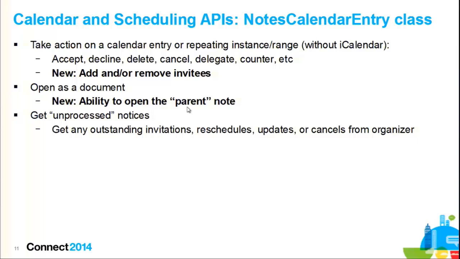And the last thing is getting unprocessed notices. I have an event on my calendar. I don't know, are there reschedules to it? Are there updates? Has it been canceled? How do I find that out? This will return a vector of notices that you can then iterate through and process.